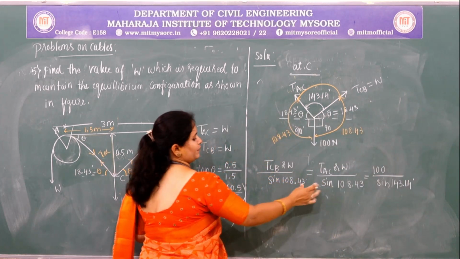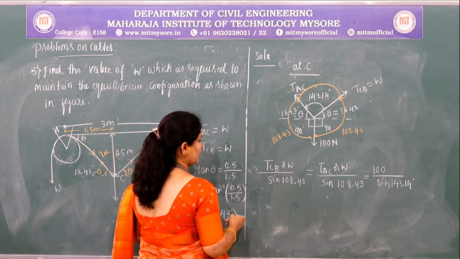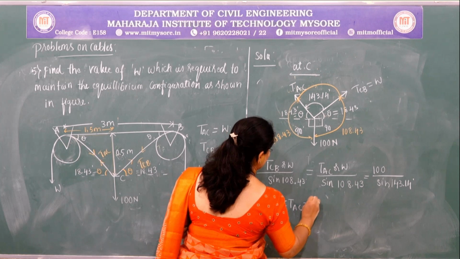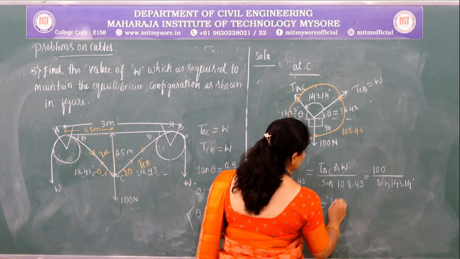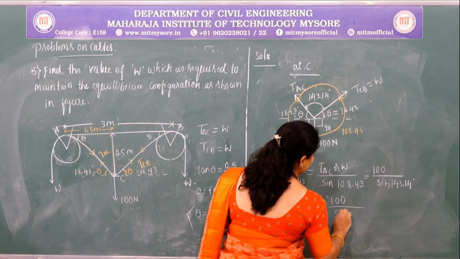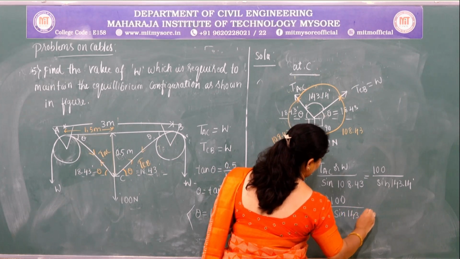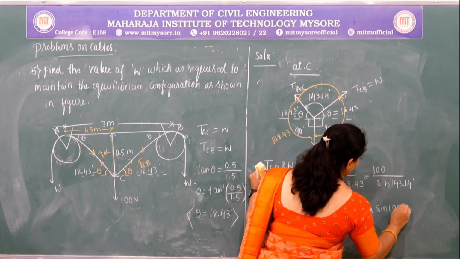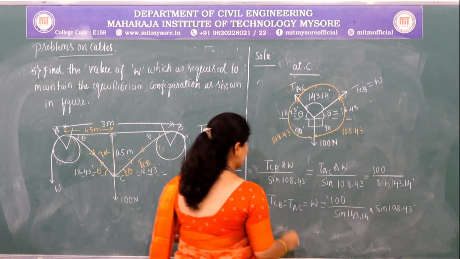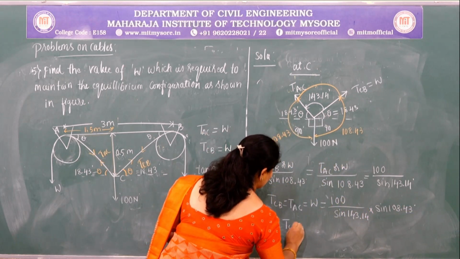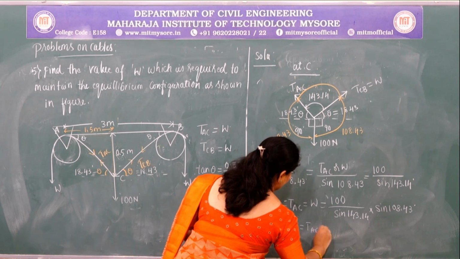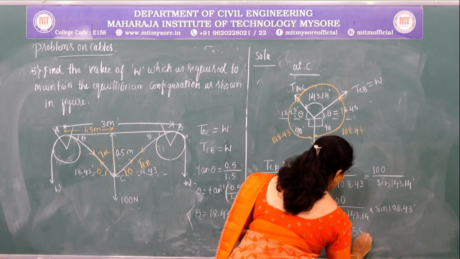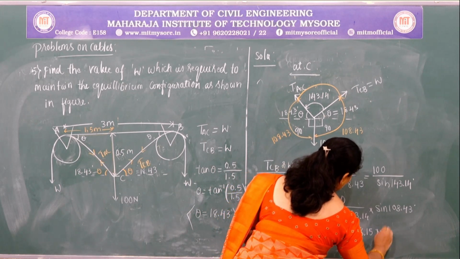So, since the angle between the other two forces in this case is the same, TCB is equal to TAC which is equal to W which is equal to 100 divided by sine 143.14 multiplied by sine 108.43. So, on solving this, we are going to get the value of W as 158.15 Newton.